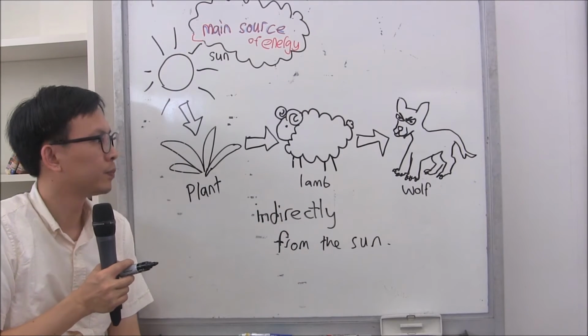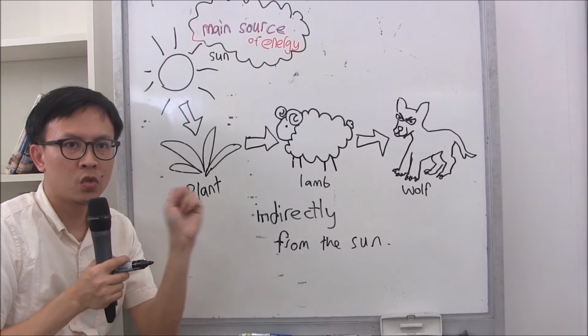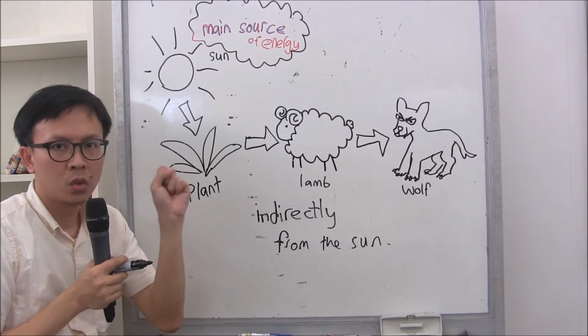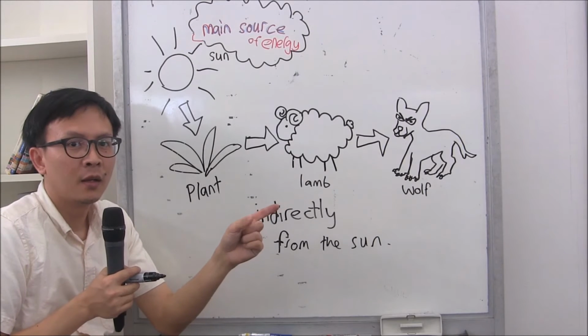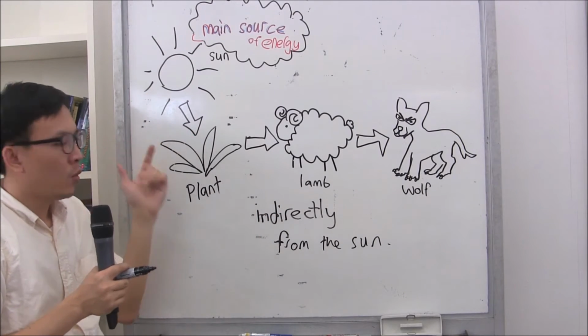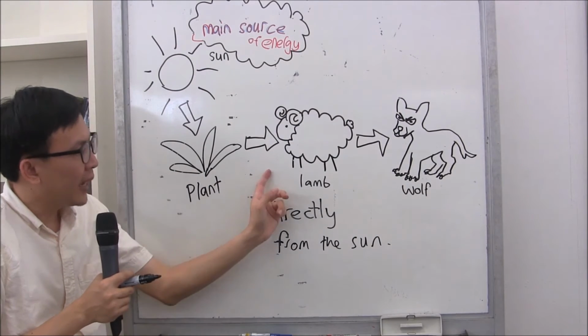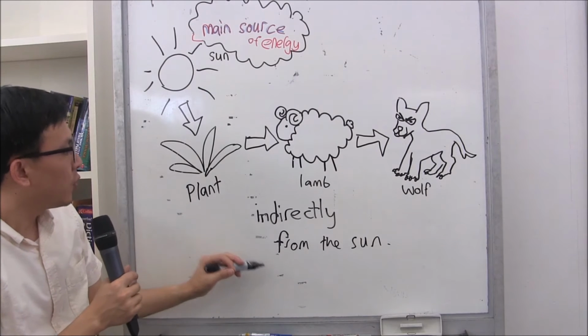5, 4, 3, 2, 1. Now again, based on the diagram here, which of these, plant, lamb, wolf, gets its energy indirectly from the sun?